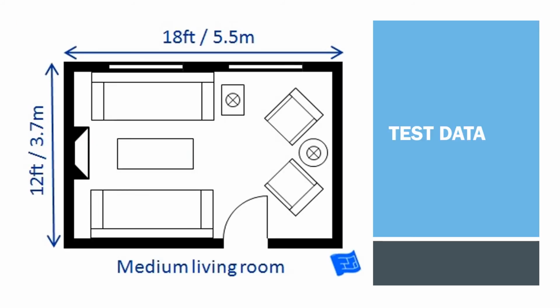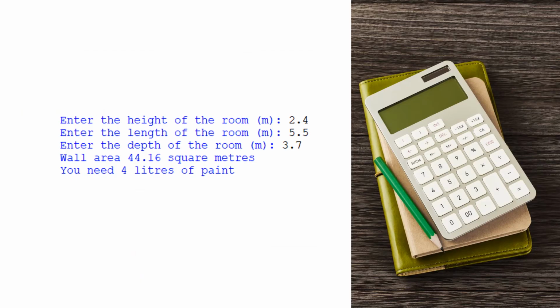Once I've created a program, I'll then enter some test data to make sure that my program is working properly. I looked up online and found this picture of a typical medium-sized living room. According to this site, it's 5.5 meters long and 3.7 meters wide. I also looked up the height of a typical room, and the data I got was a typical height of 2.4. I used 5.5 and 3.7 from the previous picture, ran that through the program, and I ended up needing 4 litres of paint.